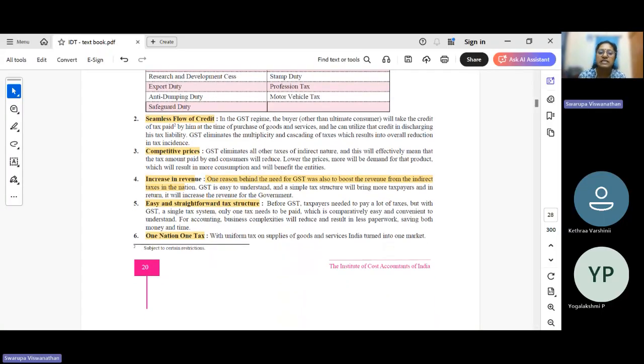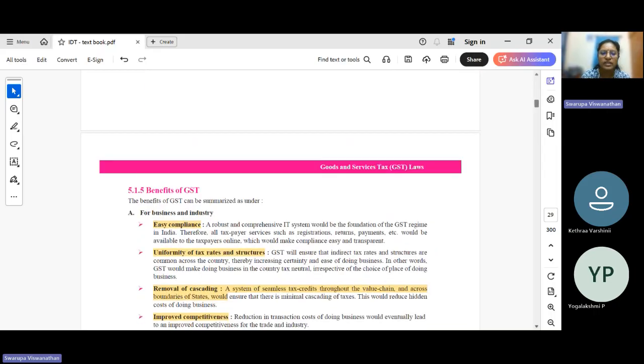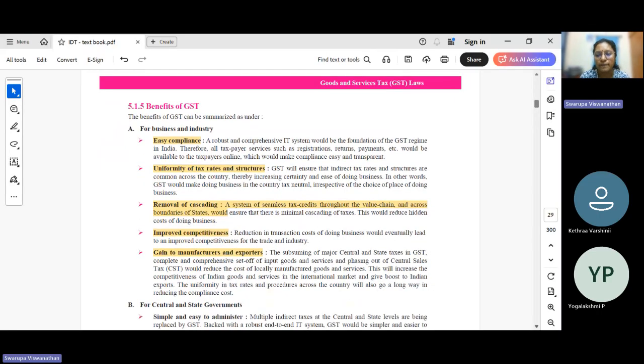So GST helps in a seamless flow of credit. It gives you a competitive price because there is no cascading effect of taxes. Increase in revenue for the economy as a whole, because almost all the products and services are coming under the purview of GST. So it helps you to boost the revenue of the nation. Easy and straightforward tax. So it helps in ease of doing business. Benefits of GST, again, you can give the same pointers as that for need, but it's better you note down the exact pointers as in the textbook.